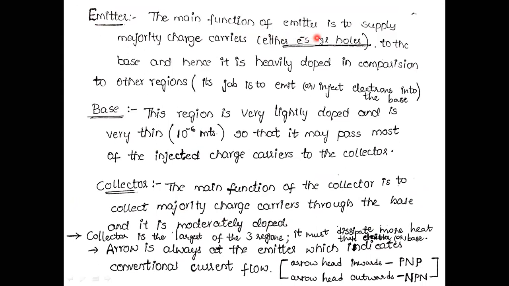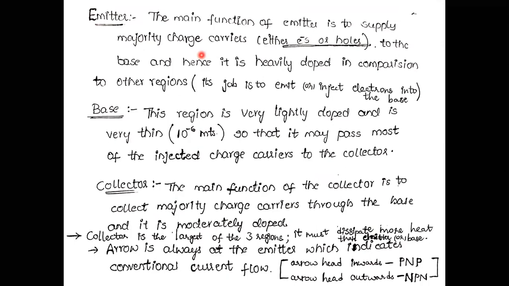The main function of the emitter is to supply majority charge carriers. With respect to an NPN type of transistor, N type semiconductor material is large over there, and that is the majority charge carriers. So in NPN type of transistor, majority charge carriers are electrons. Whereas in PNP type of transistor, P semiconductor material is high over there, and therefore the majority charge carriers are holes.